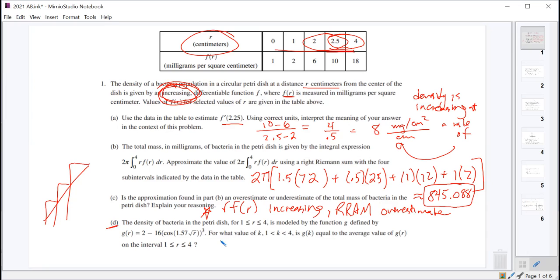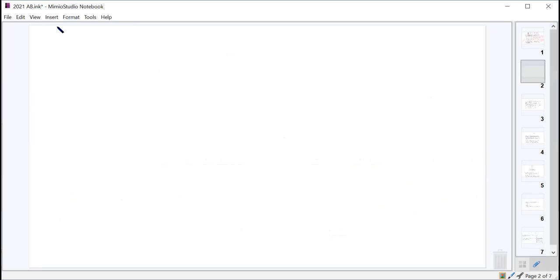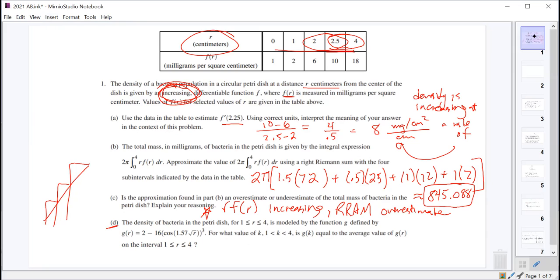All right. Part D. The density of bacteria in the dish for 1 to 4 is modeled by the function g. We want to know for what value of k on 1 to 4 is g of k equal to the average value. Well, if you want to figure out when g of k is equal to the average value of g, you need to find the average value of g. You can't figure out when something's equal to the average value if you don't know what the average value is. So let's find the average value of g. How do we do that from 1 to 4?